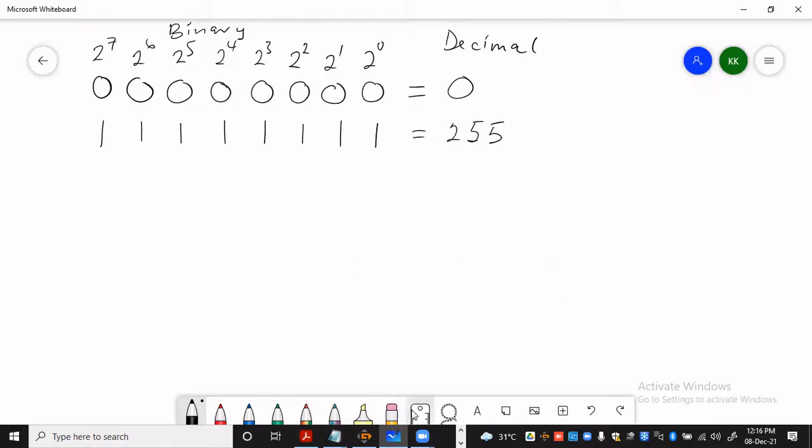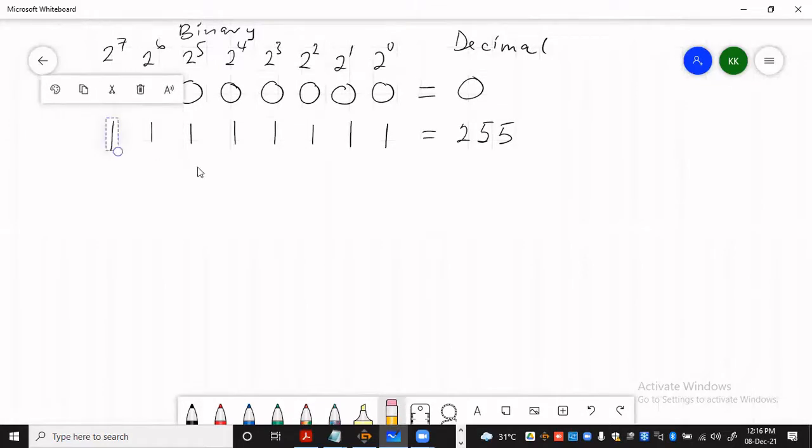Let me see if I can erase this one. All right. For the time being. So at least I can put the representations over there. Actually, I didn't need to do that. Let me just go back and forth.